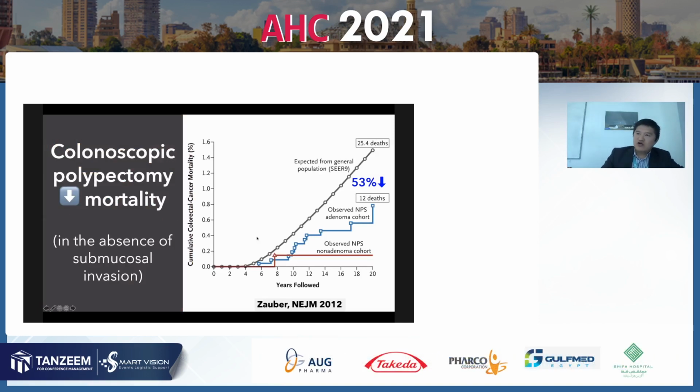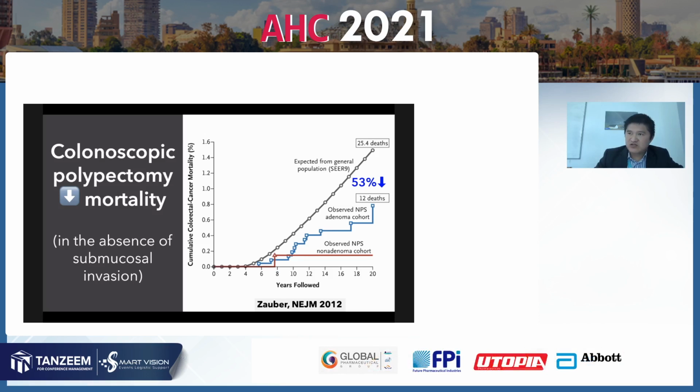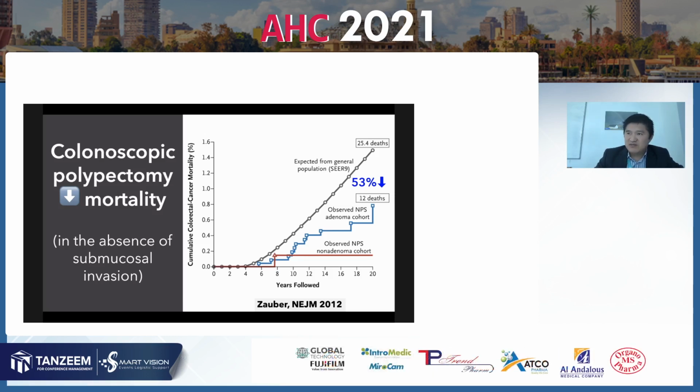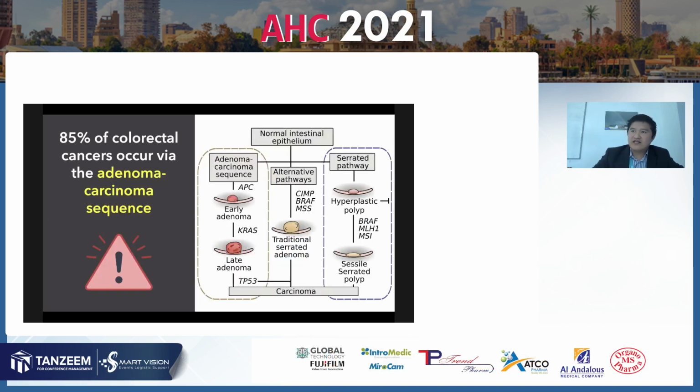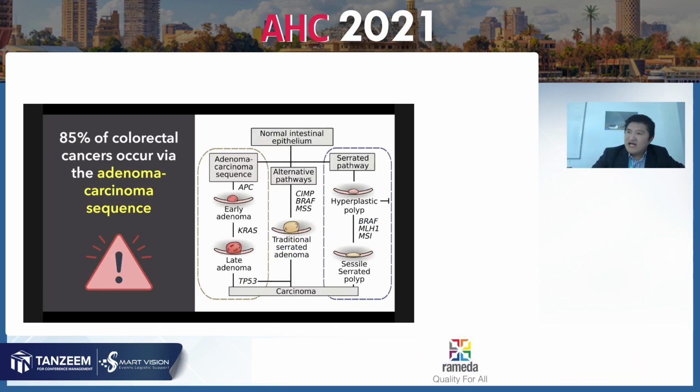So we know that colonoscopy saves lives. Polypectomy has been shown to reduce mortality by over 50% from colorectal cancer over the course of 10 years or more, in the absence of deeper invasion. And this is because colorectal cancer is a preventable disease.